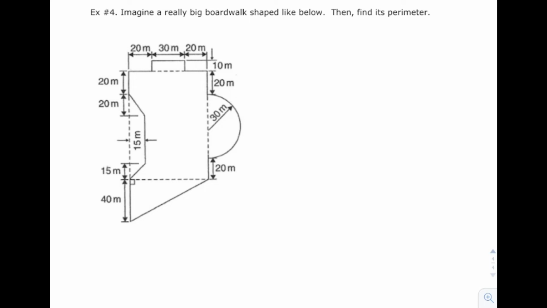All right, one more of these examples. Now that's a funky looking boardwalk, right? It's a boardwalk. Step 1, imagine a really big boardwalk. Step 2, find its perimeter. Okay. Now I was just having so much fun finding areas that I can't help but think about the area for a second. Imagine if you had to find the area, what would you do?